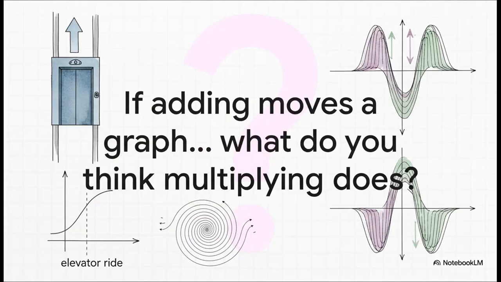So we've nailed it. Adding and subtracting gives our graph an elevator ride, which leaves us with a great final question to chew on. If adding and subtracting slides the graph, what kind of transformation do you think multiplying is going to do? Think about that one.